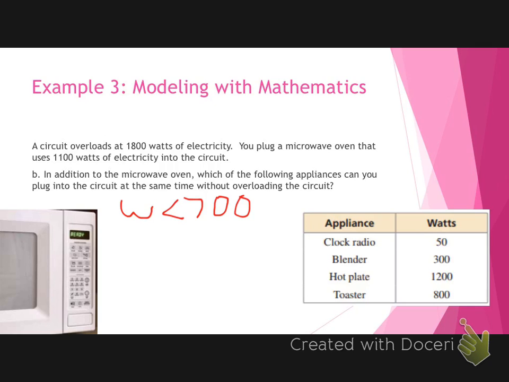Can I do a clock radio? Well, yeah, it's only 50. Could I do a blender? Yep, it's 300. Could I do a hot plate? Nope, that's greater than 700. What about a toaster? Again, greater than 700. So you can only run the clock radio and or the blender. You could run both of those at the same time in addition to the microwave. But the other two, the hot plate and the toaster, you could not.